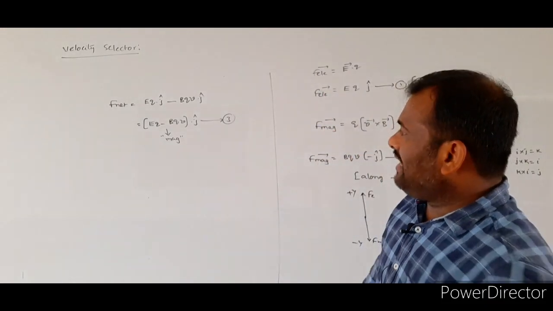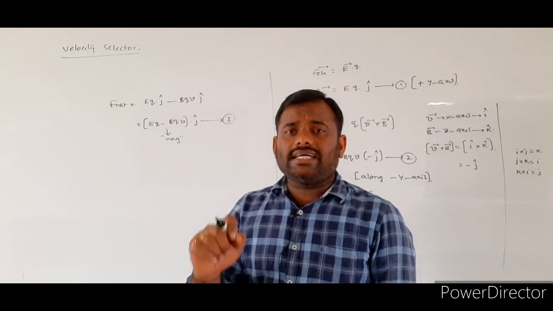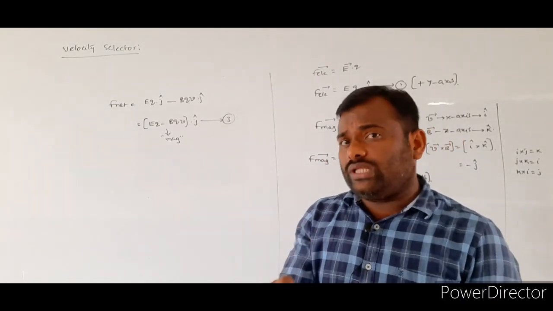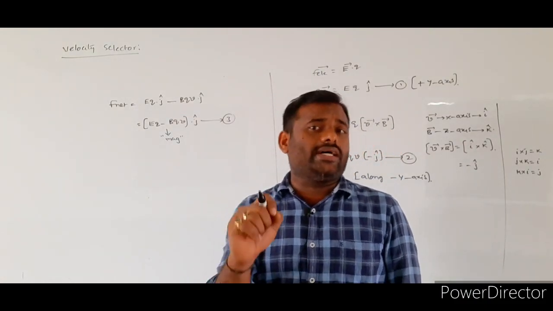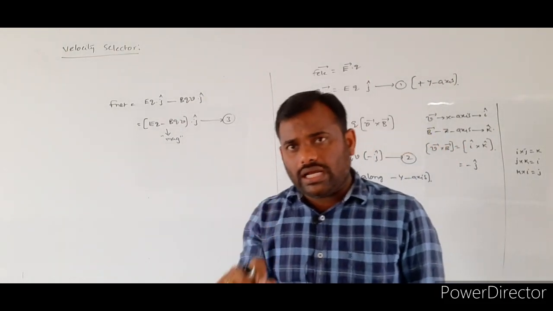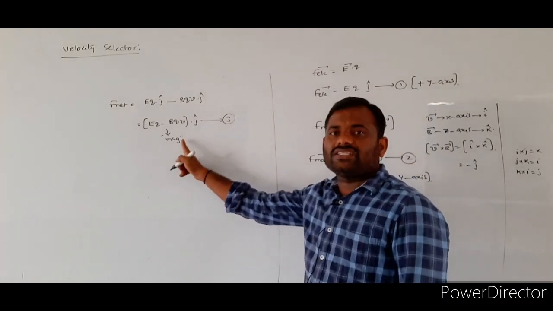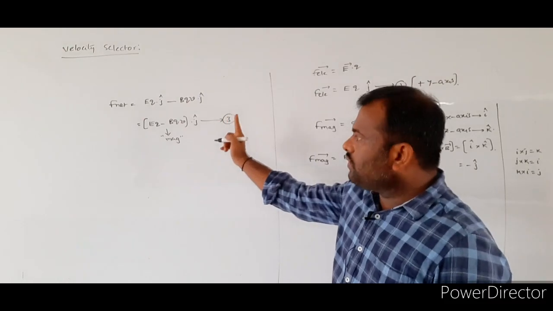The equation number 3 is indicating that when the charged particle enters the crossed field, that term is very important. What is the meaning of the crossed fields? The two fields will be acting always perpendicular to each other. At that time, the resultant force experienced by the charged particle is equal to what? EQ minus BQV into J cap.